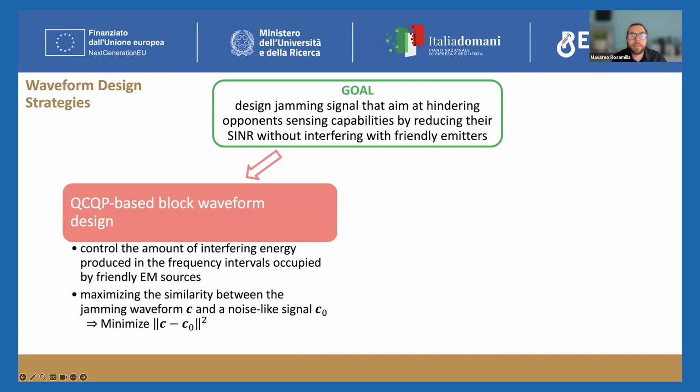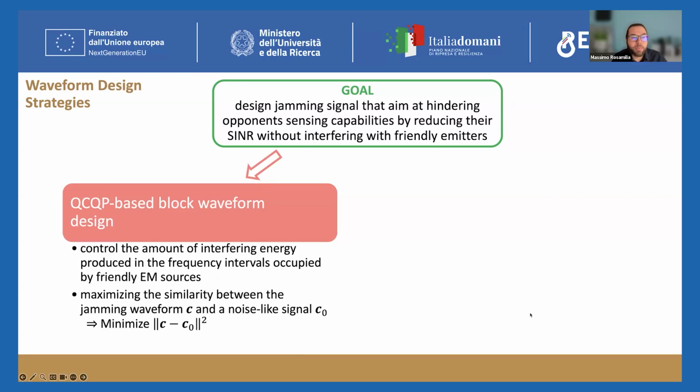So it is clear that our goal is to design a jamming signal that aims at hindering the opponent sensing capabilities by reducing their SNR, but without interfering with the friendly emitters. And this goal can be accomplished by means of different approaches. For example, by resorting to a QC-QP-based design, as Antonio has explained in the previous slides, which allows to control the amount of interfering energy produced in the frequency intervals occupied by the friendly emitters.